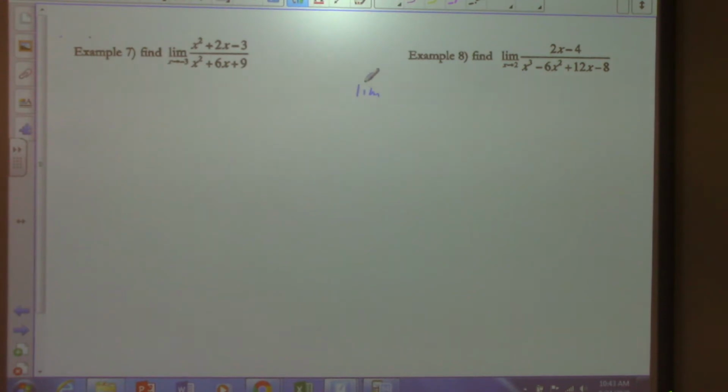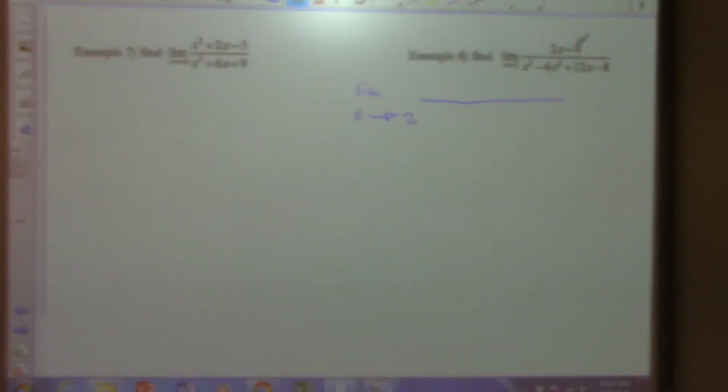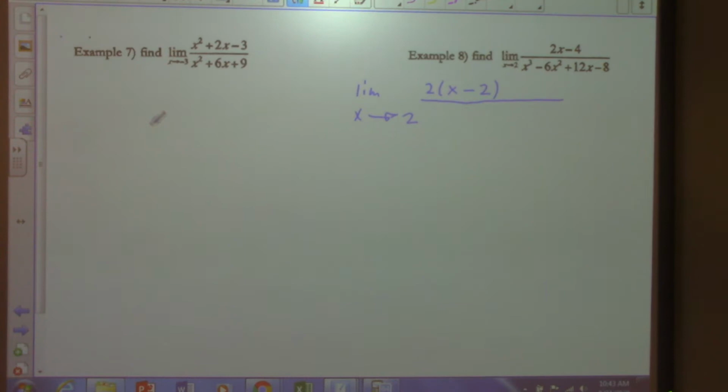So the limit as x approaches 2 of, and this numerator, I'm going to factor out like this. Do we know we can factor this bottom one? Yes. So what I'm going to do is synthetically divide it out here. My brain just goes straight to synthetic division. I never thought to just take out the 2 and make it x minus 2.